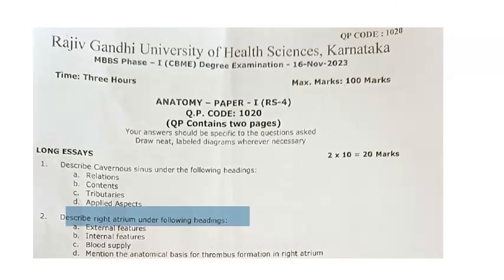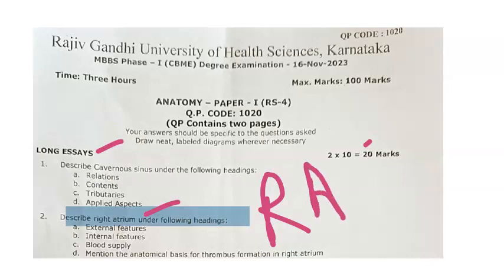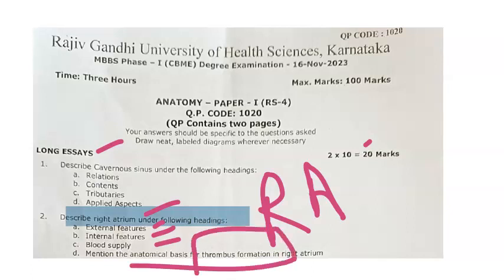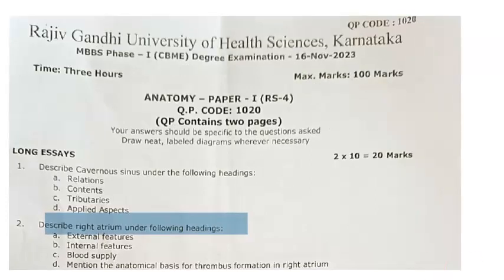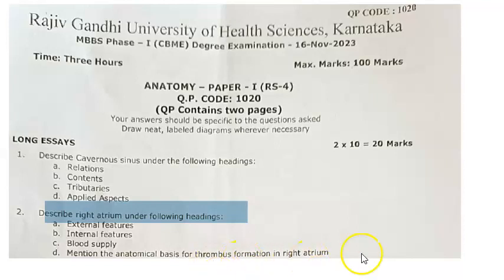Hello people, in this video let us look at the 10-mark question here, long essay. Right atrium, you have to explain under the following headings. So what are they asking? About the heart, about the right atrium. They're asking its external features, internal features, blood supply, and the thrombus formation, why it happens. The anatomical basis for the thrombus formation in right atrium.